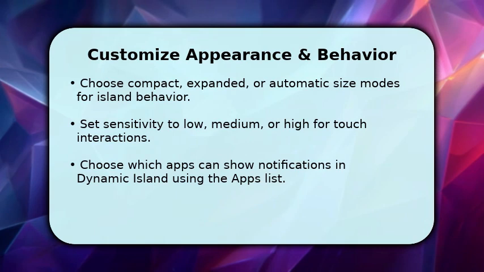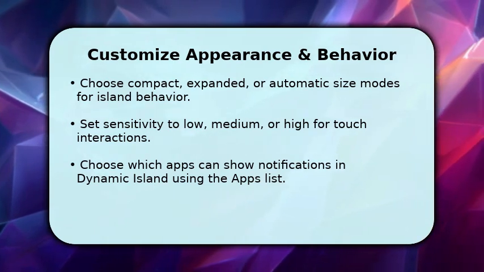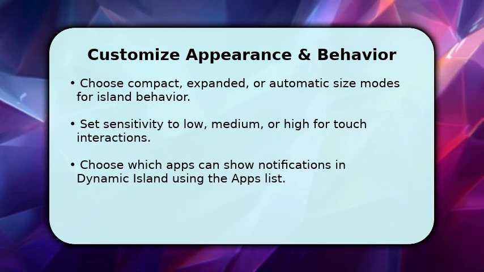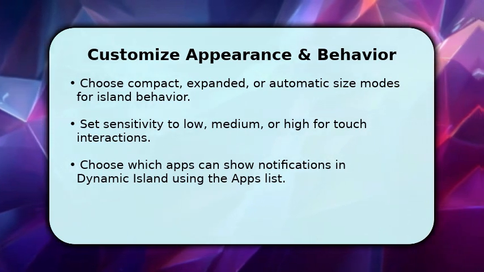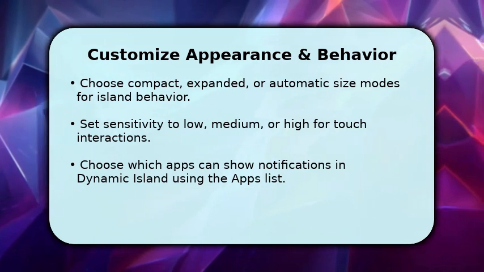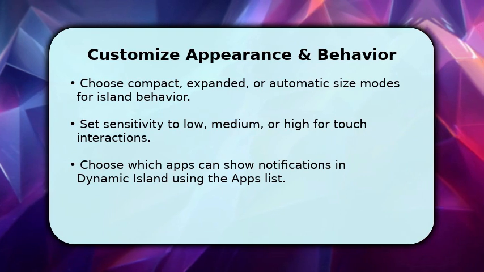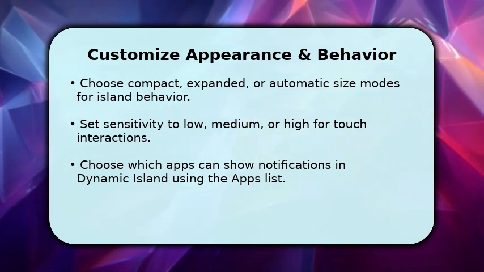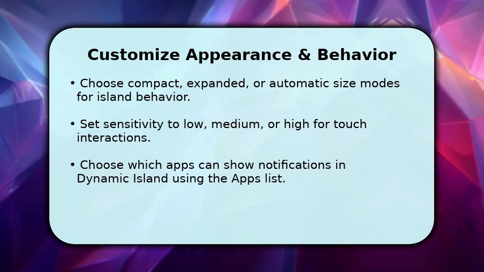Adjust animation speed and visual density to reduce distraction during calls or navigation. Set sensitivity to low, medium, or high for touch interactions to match your finger pressure. Use the apps list to select which apps can show notifications in Dynamic Island and which cannot.